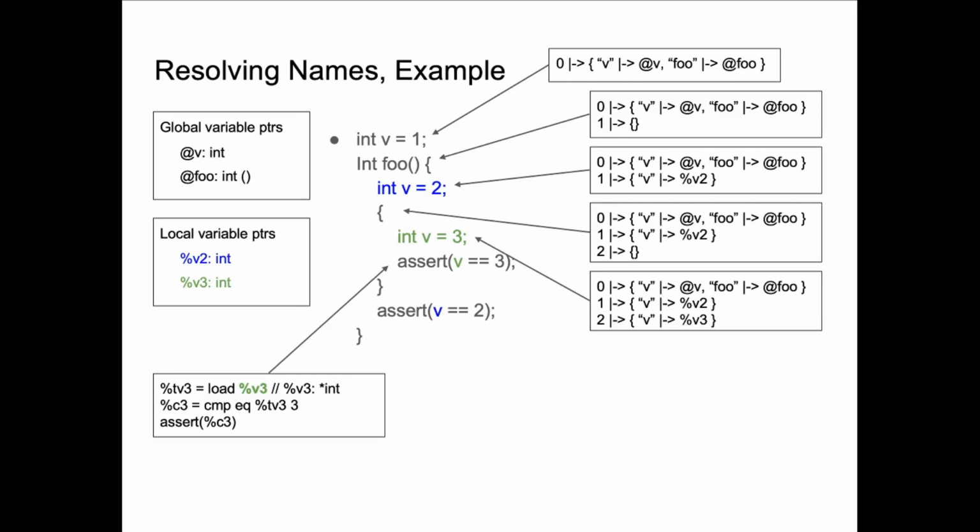That's the reason why this assertion is first translated into a load of v3, and a comparison of the loaded value with 3, and then an assertion that this comparison is true. So in summary of this line, the most important fact is that the top layer has a mapping from v to &v3, and that's the reason why the variable v here should resolve to &v3.